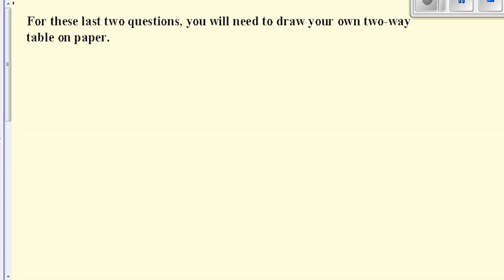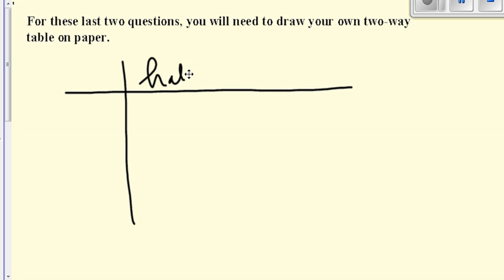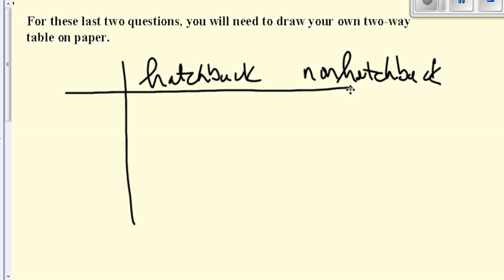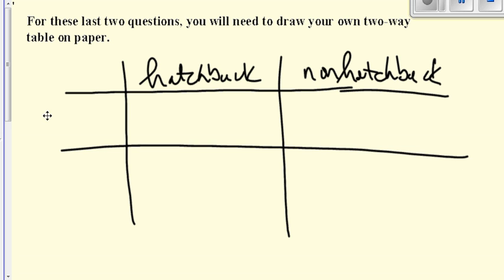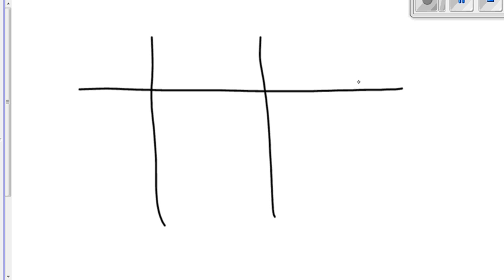At the end of your notes, there are a couple of questions, and you're going to need to draw your own two-way tables for these. I would suggest that you start the next one with hatchback being here and non-hatchback. So a car either is or is not a hatchback. And blue versus not blue. And then the other question is going to ask you to look at boys and girls. So let's try that. Boys, girls, and playing hockey versus not playing hockey.